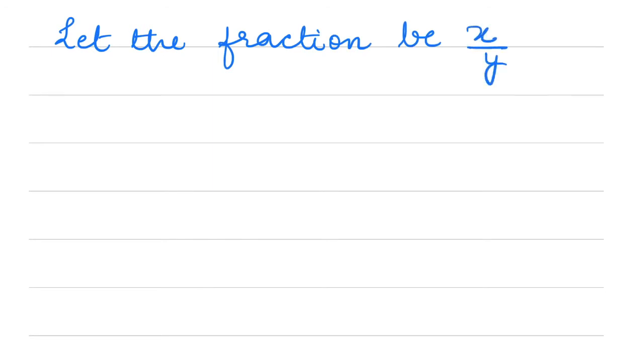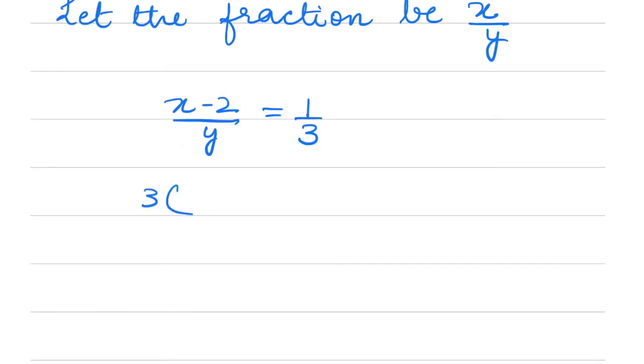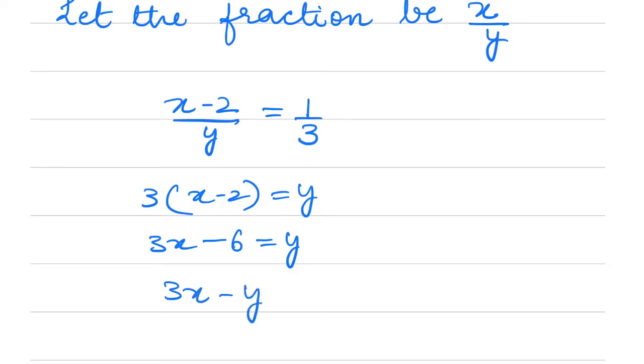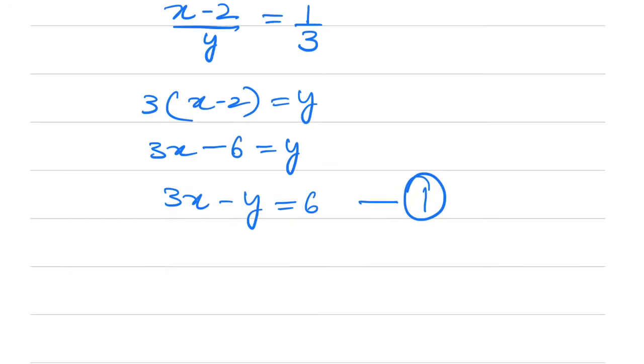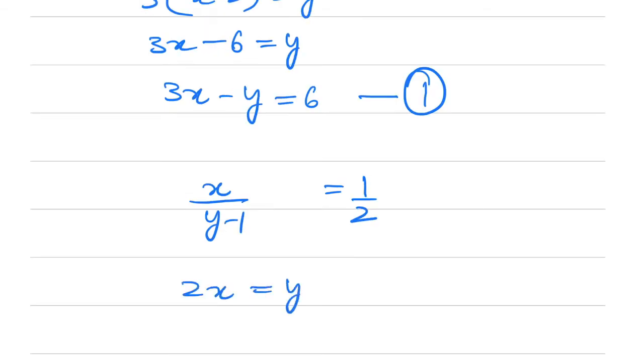If 2 is subtracted from the numerator, so (x minus 2) by y, it becomes 1/3. Cross multiplying, we get 3 into (x minus 2) is equal to y, 3x minus 6 is equal to y, or 3x minus y is equal to 6. This is the first equation. Now secondly, it becomes half if 1 is subtracted from the denominator, so x by (y minus 1). Cross multiplying, 2x is equal to y minus 1, 2x minus y is equal to minus 1. This is the second equation.